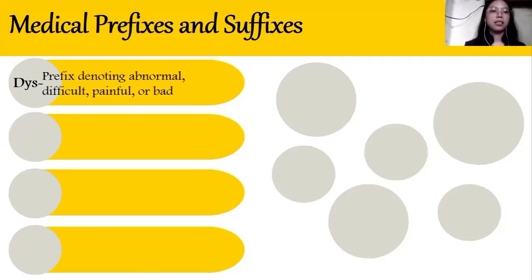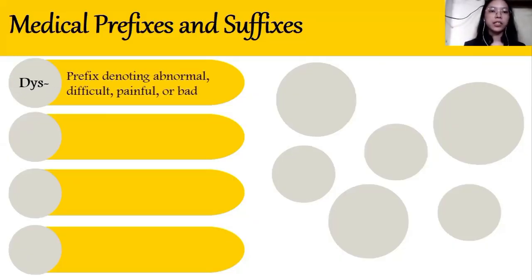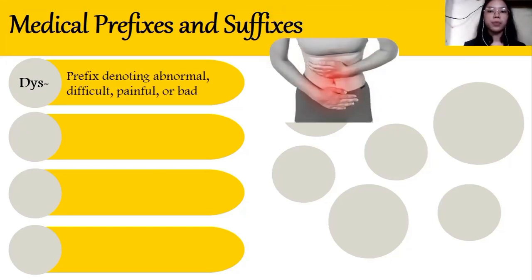First prefix is dys. This prefix denotes abnormal, difficult, painful, or bad. Dys is a prefix meaning painful. Example, dysmenorrhea. Dys is painful. Menorrhea is the flow of blood at menstruation or menstrual periods. In other words, dysmenorrhea is a pain with menstruation.